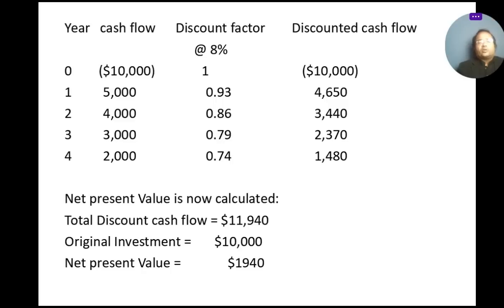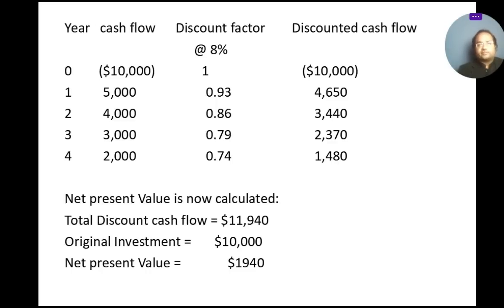So NPV is calculated now. Add all the discounted cash flows. For example, 4,650 plus 3,440 plus 2,370 plus 1,480. You add all of them and the value is 11,940. Your original actual investment is 10,000. Now you get the answer that your NPV is 1,940. It means a positive NPV.